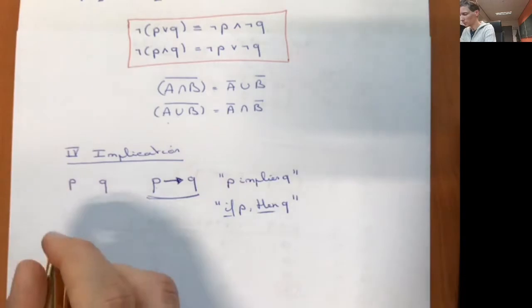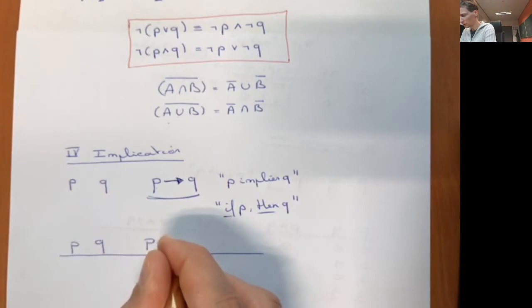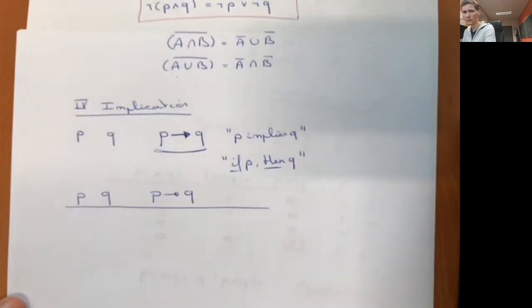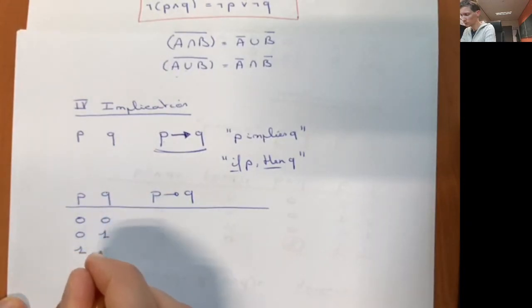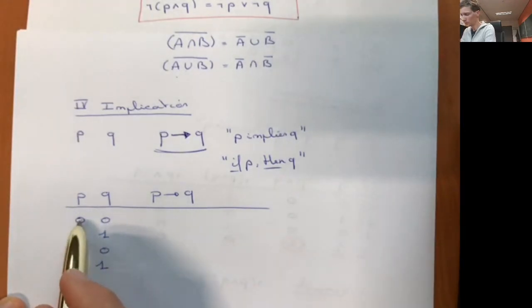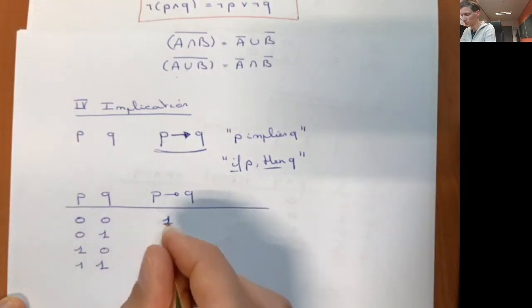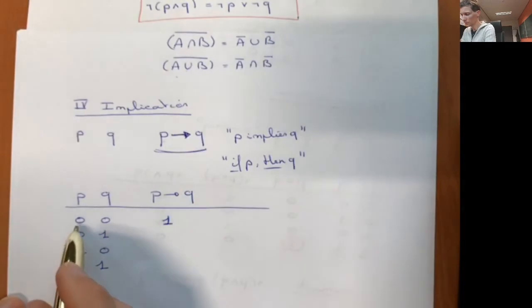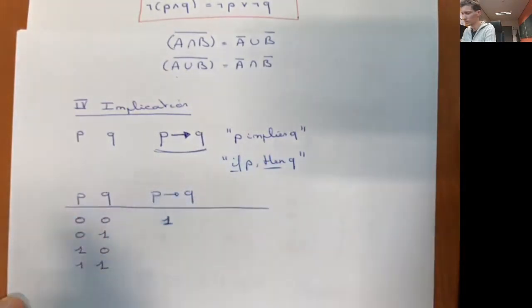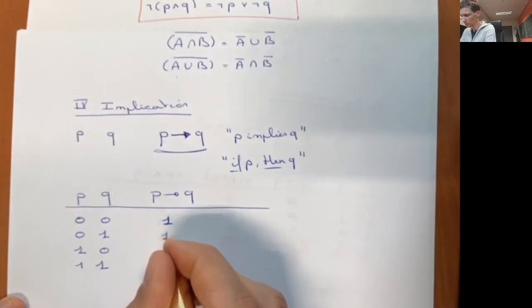So maybe it's easier if I write that in the truth table. So if you have P, Q, P implies Q. So what are the possible values of P and Q? You have two zeros, 0, 1, 1, 0, and 1, 1. So if P is false and Q is false, then P implies Q is true. Okay, so the idea is that whenever P is false, it doesn't matter what follows, right? The implication is always true. So here also in the second line, P is false, so we don't really care what happens with Q. So also here, this is true.